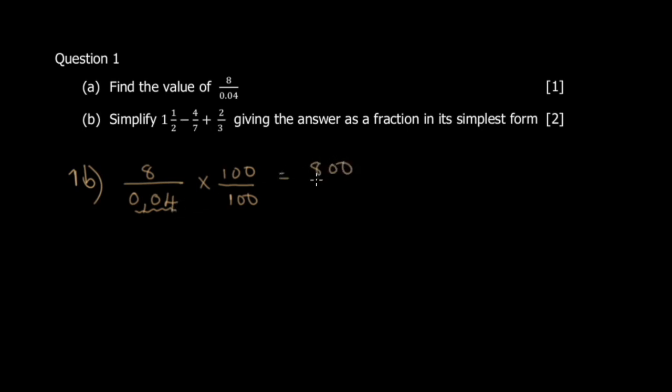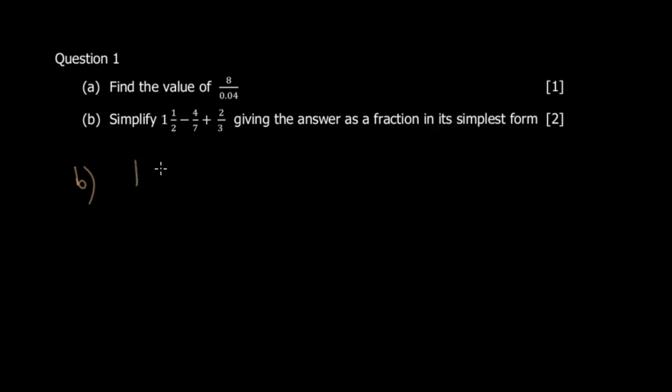So we get 800 divided by, here the decimal point shifts 2 places to the right, so it becomes 4. So 4 into 8 is 2, and then 0, 0, that's 200. And then you're done. Okay, this one was the A part, so this was 1A. Let's move to the B part. The B part says simplify this, giving your answer as a fraction in its simplest form.